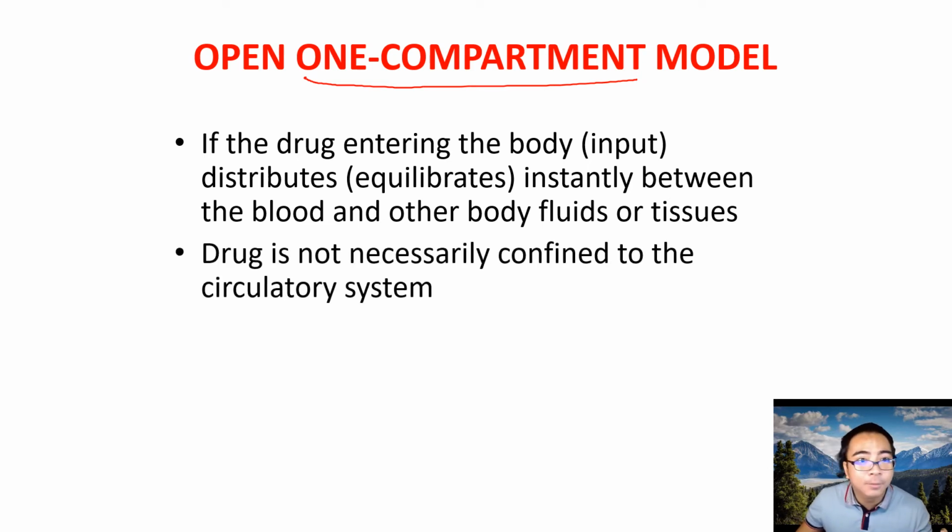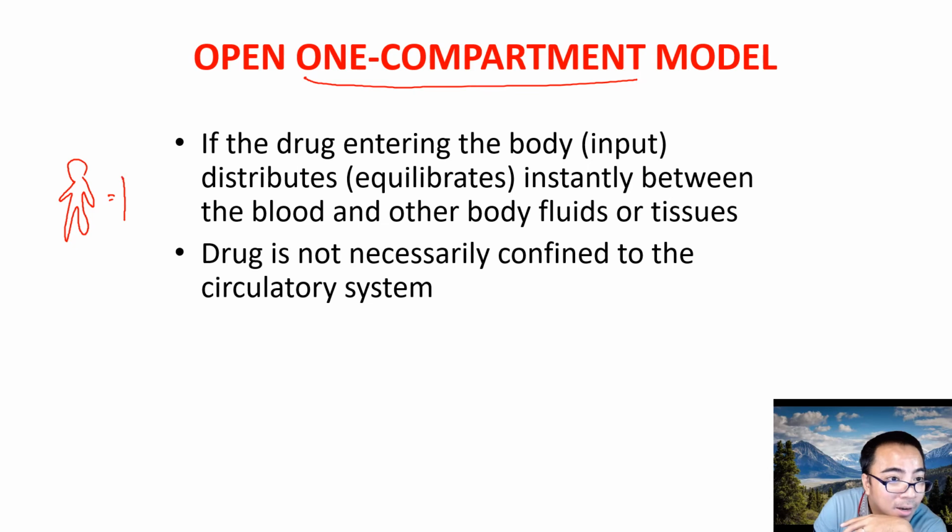So, in one compartment model, class, drug is not necessarily confined to the circulatory system. Okay? So, the assumption, class, in one compartment model is that the human body, okay, this the human body, is equal to just a container of fluid. It's just equivalent to a glass of water, wherein the total amount of blood inside the body is equal to the volume at which a container can contain. Okay? So, that's all it is.